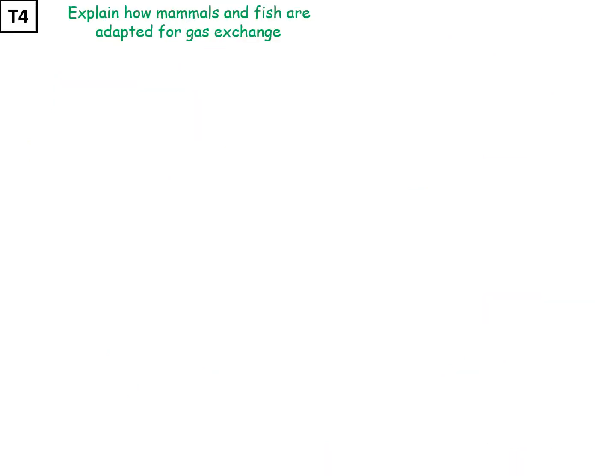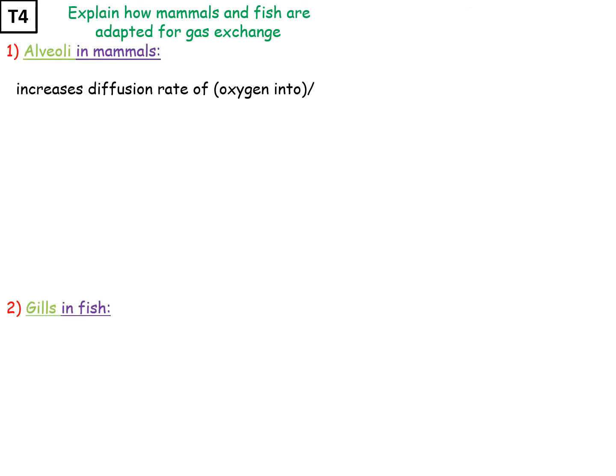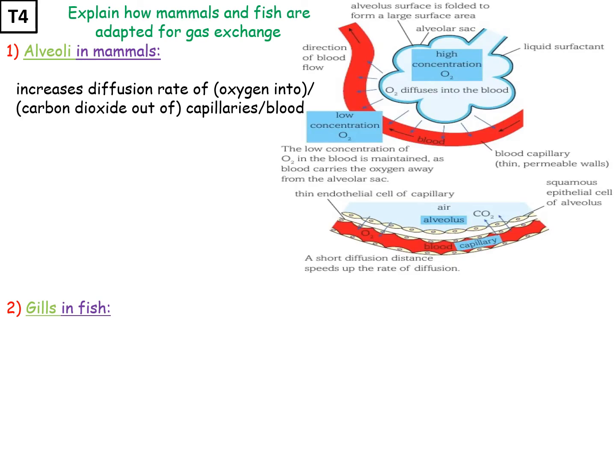Explain how mammals and fish are adapted for gas exchange. Gas exchange happens in the alveoli in mammals, and the idea is to increase the diffusion rate of oxygen into and carbon dioxide out of the capillaries, which contain blood. Using the 3 ideas of how to increase the rate of diffusion that we just talked about, we could use those principles to see how the alveoli is adapted to increase the rate of diffusion in gas exchange.